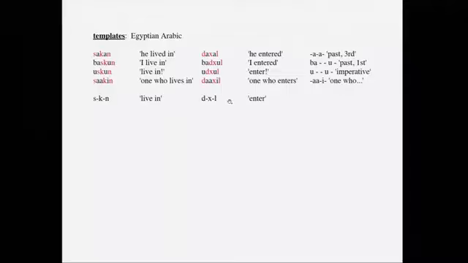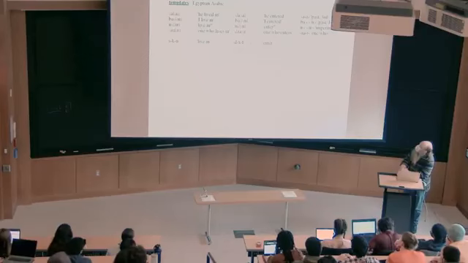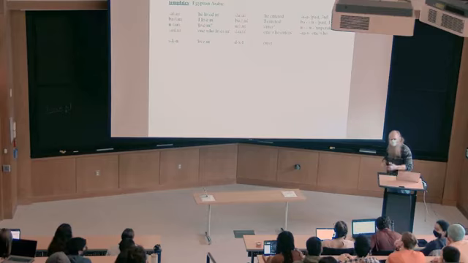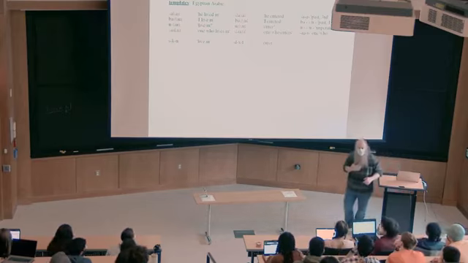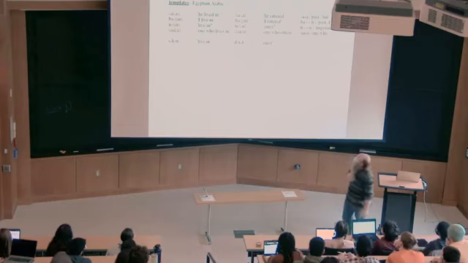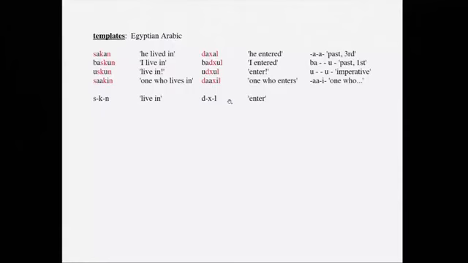So SKN is to live in, and DL is to enter, and past tense with a third person subject is to as. So you get verbs like sakan and dachal. I'm probably saying them badly. Do you want to pronounce them for us? I'm probably not pronouncing them right. Can you pronounce them? Say it again? He entered. Cool. So that's how this type of morphology works.